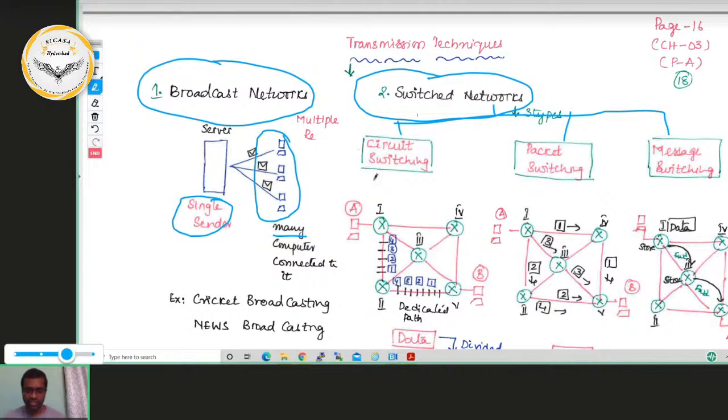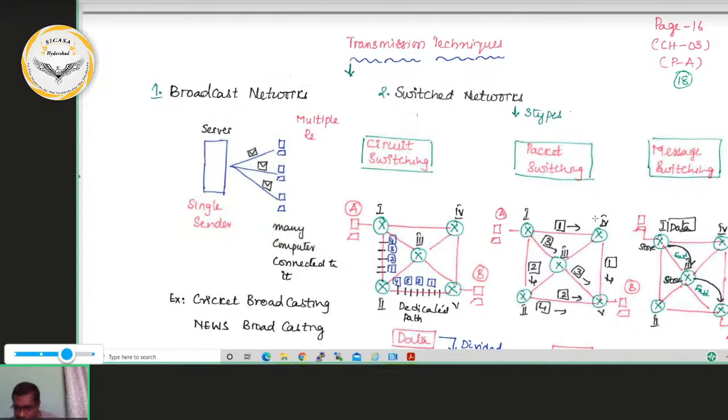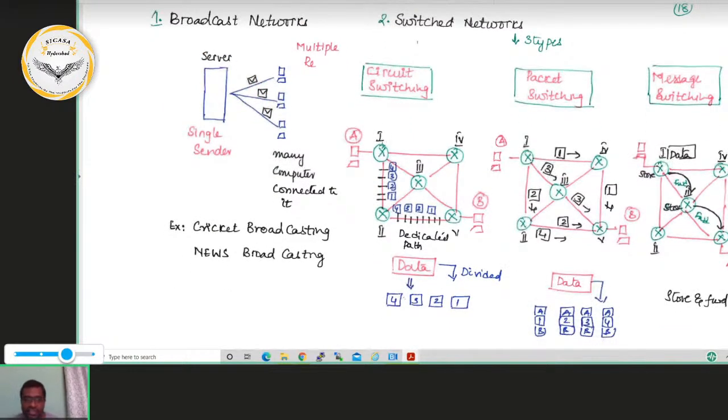Now what do you mean by circuit switching? Here you take any network. We need to transmit the data from sender to receiver. So what exactly do we do as a first step? Let us see this. In circuit switching, we take the data and divide the data into certain packets. A packet is nothing but a subset of data. So I took the data and converted it into 4 packets: 1, 2, 3, 4.